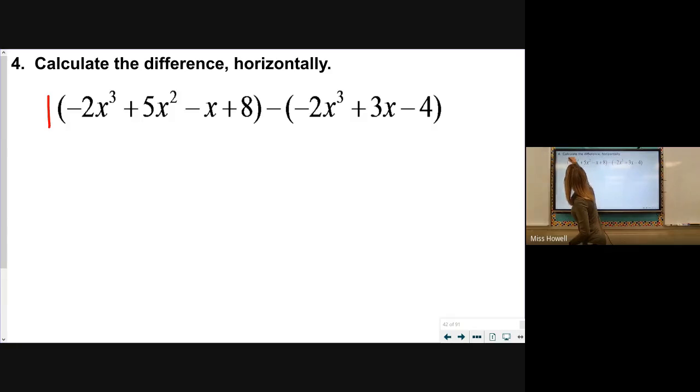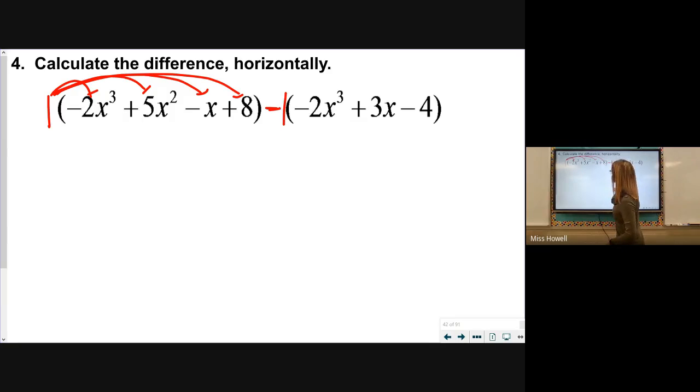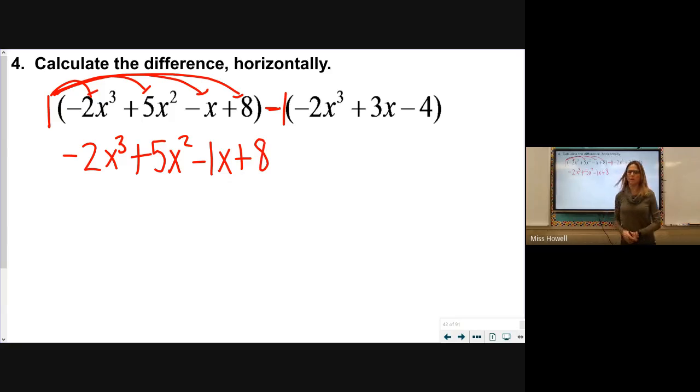So positive 1 here is going to these. And be careful here, this is a negative 1 that's going to get shared back here. So negative 2x to the third, 5x squared, minus 1x, and plus 8 aren't changing because we're multiplying all of those by a positive 1.